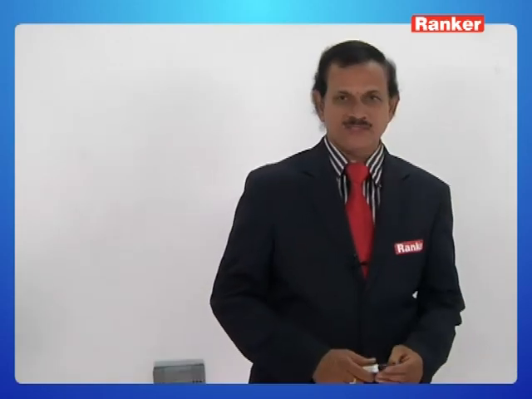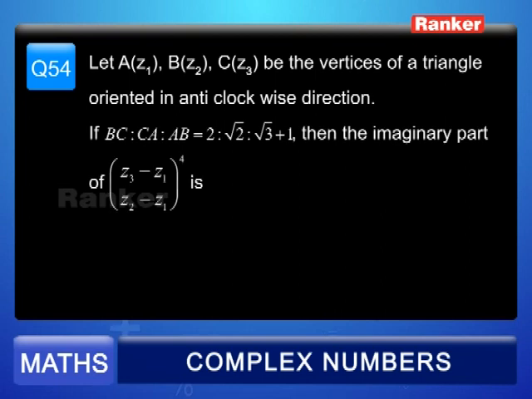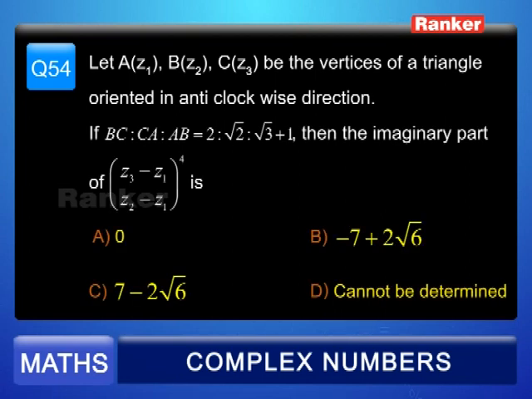Now look at the next question, that is question number 54. A, B, C are 3 points on the Argand plane, of course represented by the complex numbers Z1, Z2 and Z3 respectively. Surely they form a triangle, and these points are taken in an anti-clockwise direction. Moreover, BC : CA : AB is equal to 2 : root 2 : root 3 plus 1. Then the imaginary part of (Z3 minus Z1 by Z2 minus Z1) whole power 4 is asked.